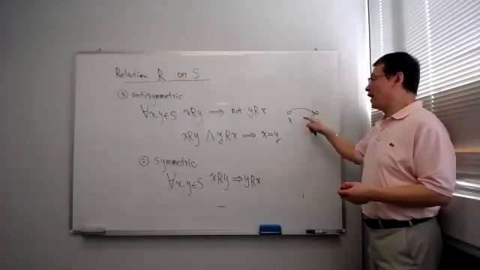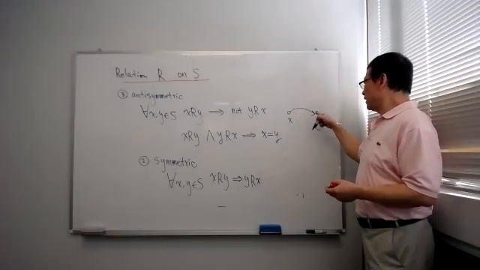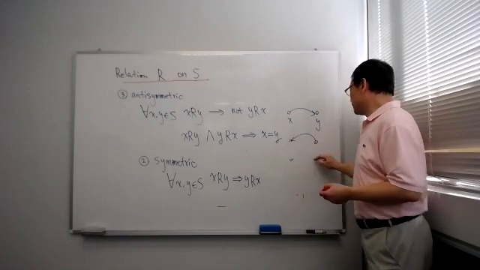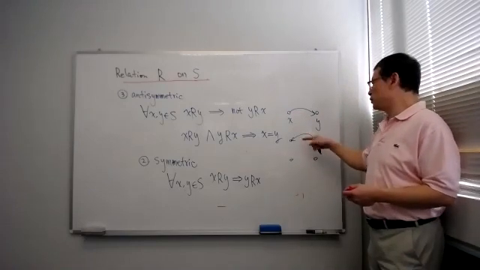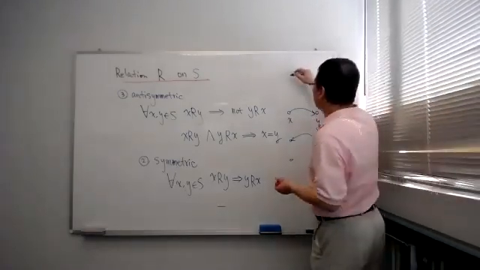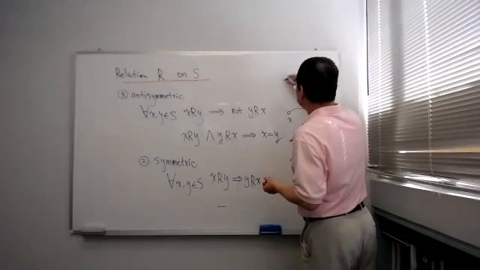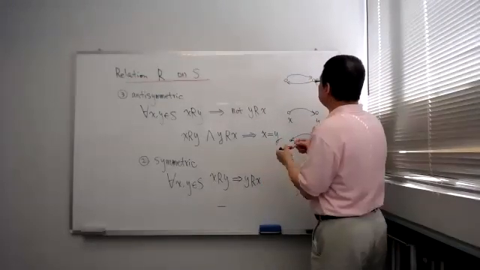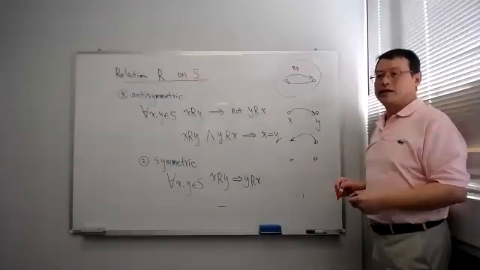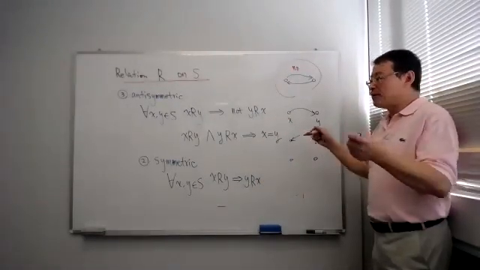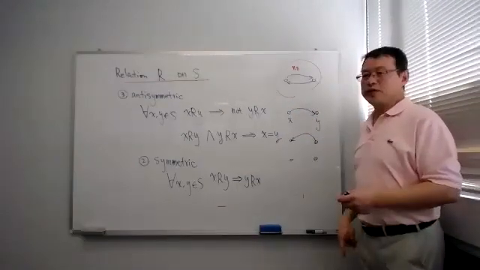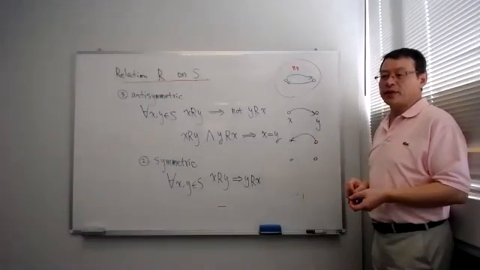So between every pair, either there's an arrow from X to Y or from Y to X, or there are no arrows. The situation will look like this. So for any pair, we cannot have both. We cannot have this one and this one. That is not allowed. Now this one is for anti-symmetric. So these three properties are quite simple, very basic properties.